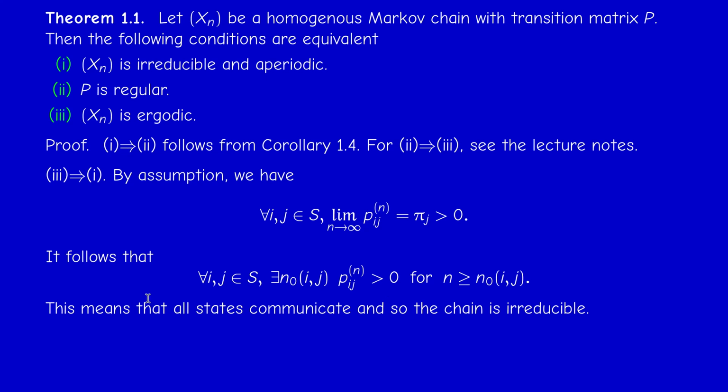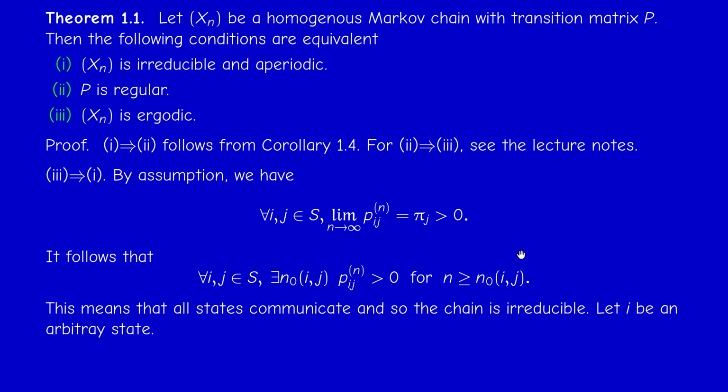And this proves the irreducibility. So if for every i and j there exists n, or we could take n0 here, such that p_ij to the n0 is positive, what does it mean? It means that there is a path of length n0 going from i to j. But i and j are reversible. So there exists also, if I interchange i and j, for any state j and for any state i, a path from i to j. So all states communicate. So this is irreducibility.